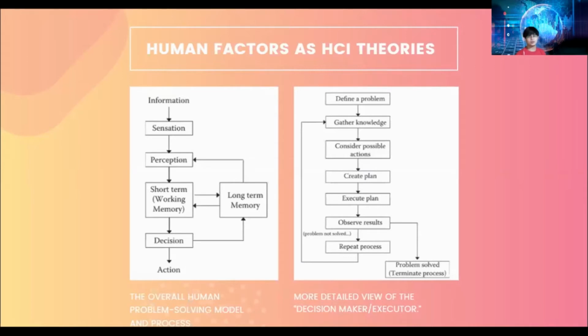For a more detailed view of the decision maker or executor, in order to model a task you need to define the problem. After defining the problem, you gather knowledge, the basic one. Consider possible actions. What will be the possible actions? You create a plan, then execute, and then observe the results. If the problem is not solved, you go back to gathering the knowledge. If after observing the result the problem is solved, the process is terminated. As easy as that.